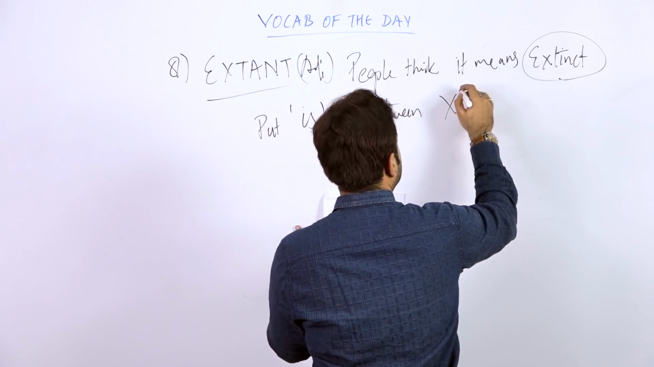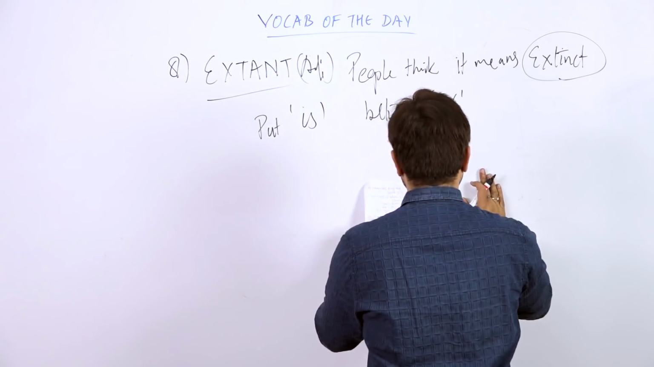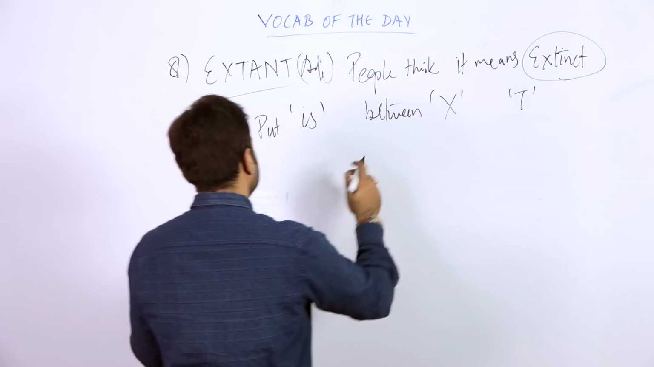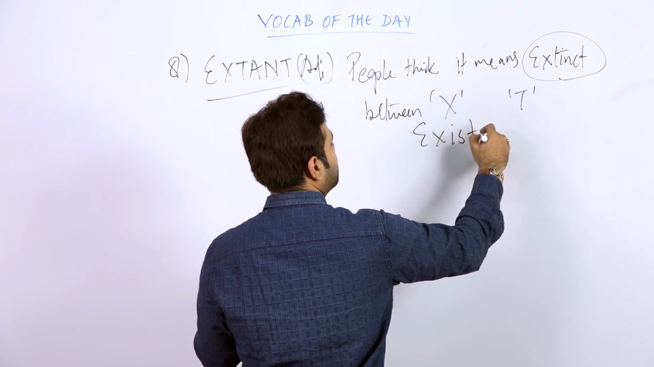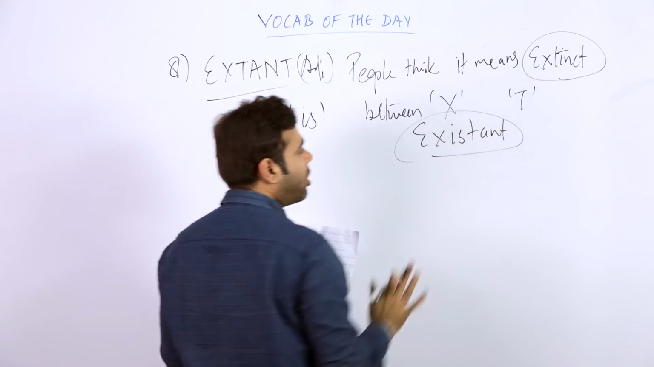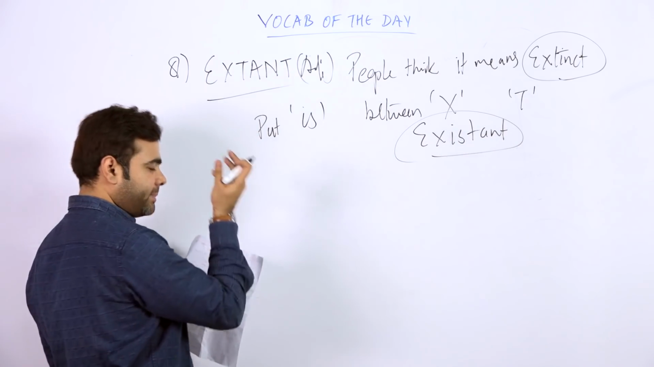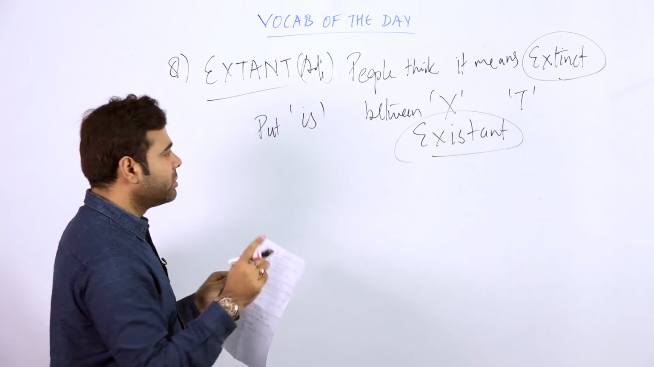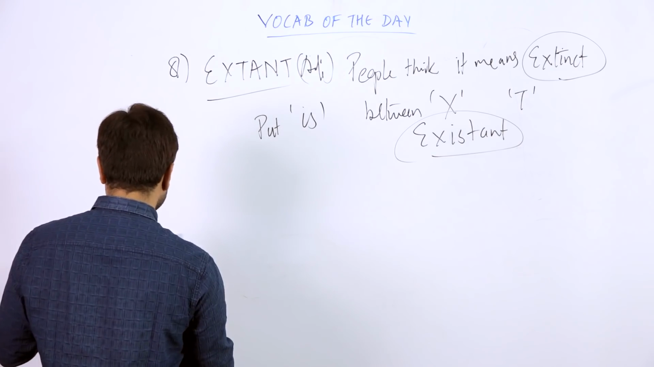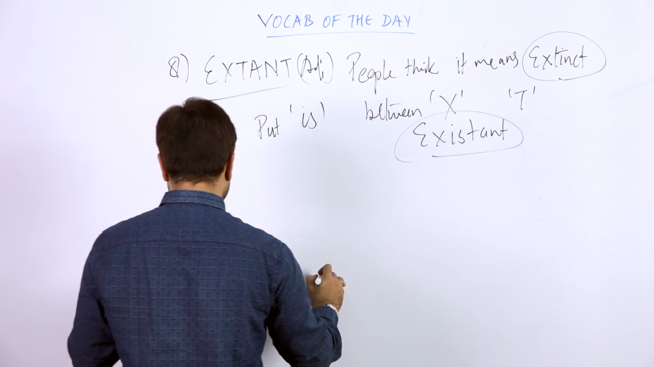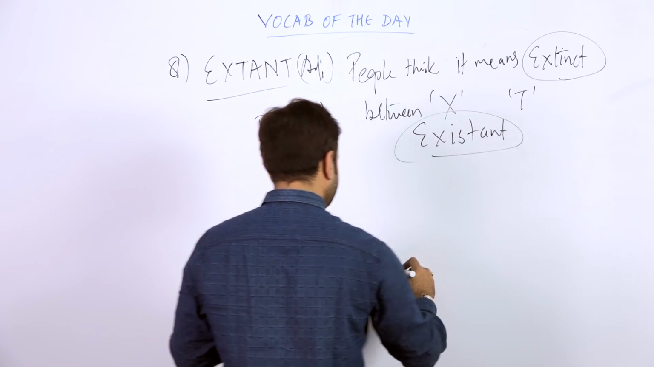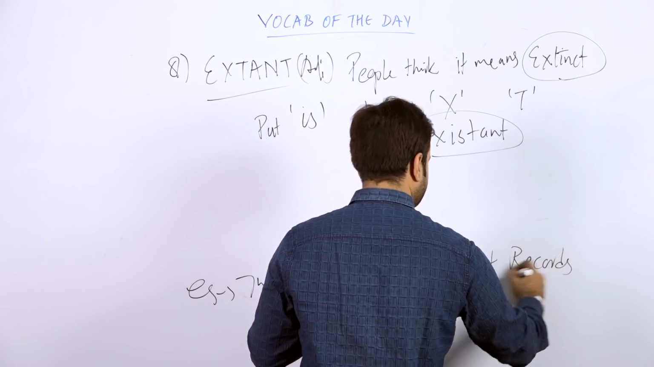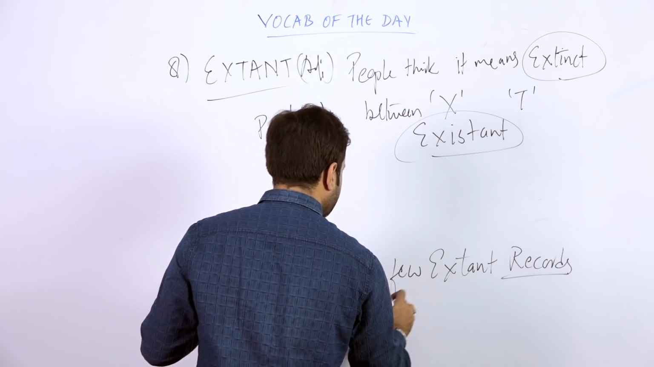Between, students, the X and the T. If you put an I between X and T, the word will come what? Existent. Are you getting? But the spelling is wrong. Just forgive that, because I am using this word particularly to make you understand. So now if I tell you the sentence, I know that you will be able to understand. There are a few extant records from that period.